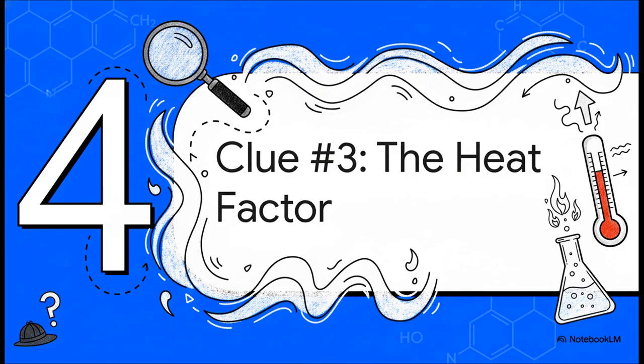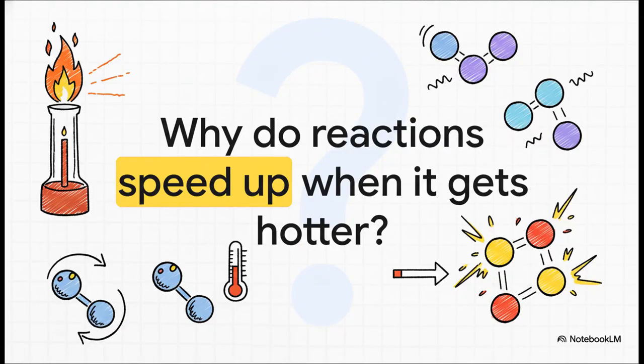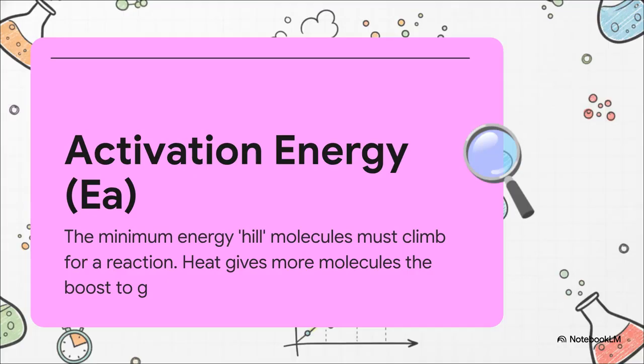Let's see what happens when we crank up the heat. I mean, we all kind of know this intuitively, right? Heating things up makes reactions go faster. That's the whole principle behind cooking. But why? What is heat actually doing to all those tiny molecules? The answer is something called activation energy.